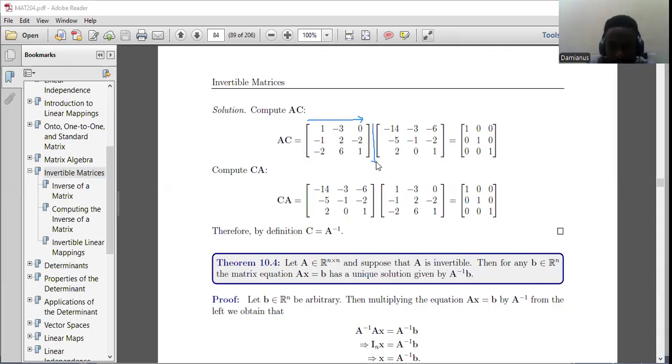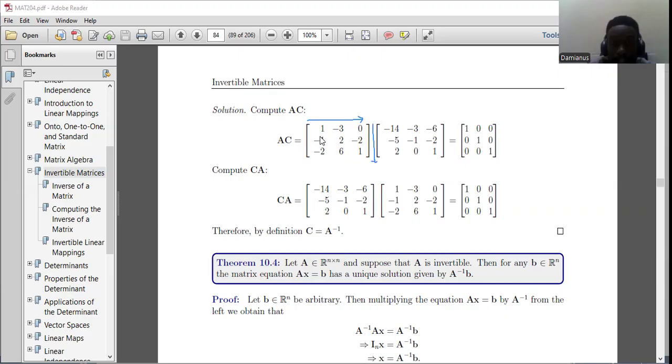You take 1 times minus 14 plus minus 3 times minus 5. It gives you 15, and 15 minus 14 is 1. Then 0 times 2 gives 0, so that's 1. Then 1 times minus 3 is minus 3, plus 3 is 0. Then 1 times minus 6 is minus 6, plus 6 is 0. That's how you get the first row.